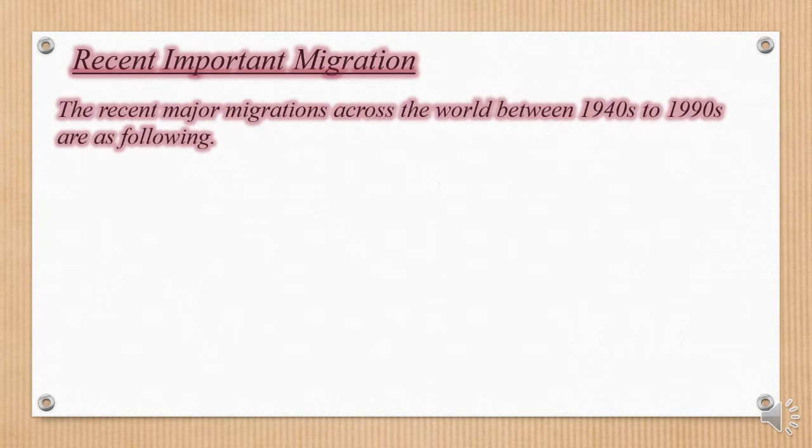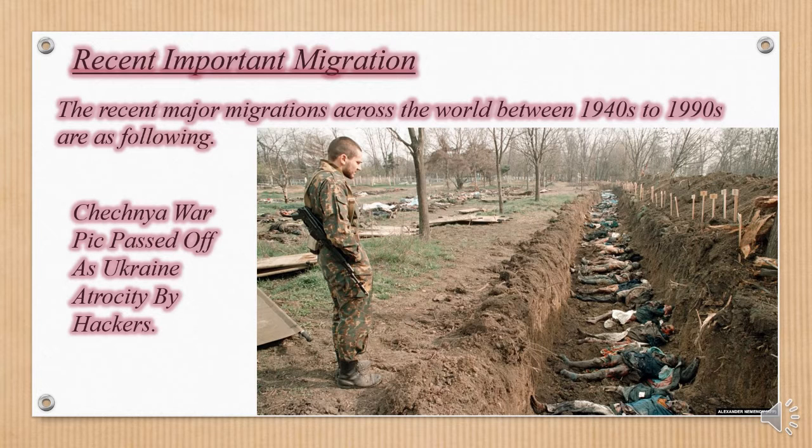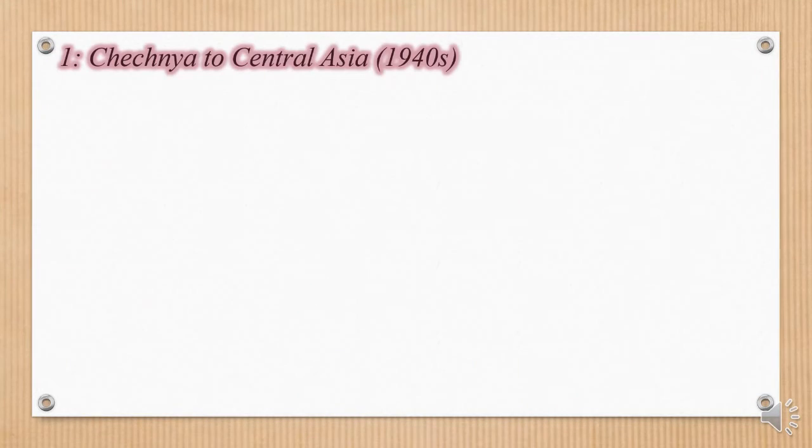Recent important migration. In further slides, we will study about the recent migrations across the world between 1940s to 1990s. Chechnya War, this is a Chechnya War pic, which is passed off as Ukraine atrocity by hackers. Number 1, Chechnya to Central Asia, 1940s.